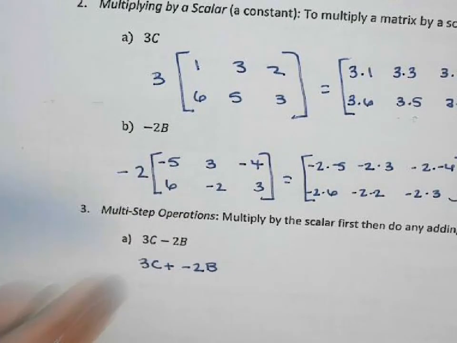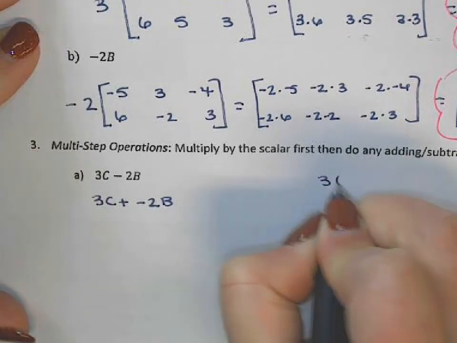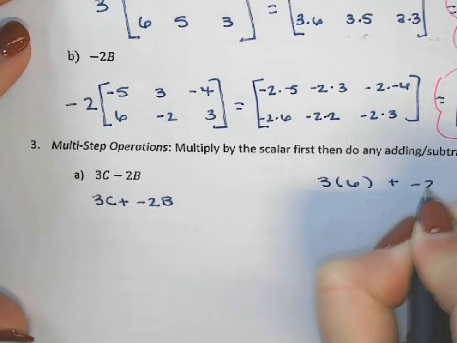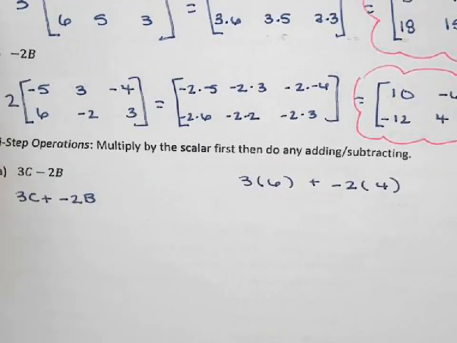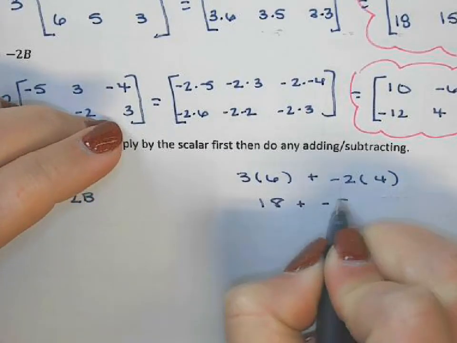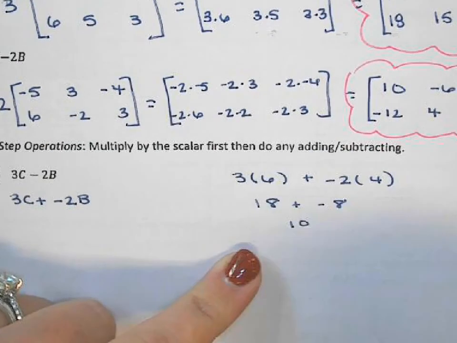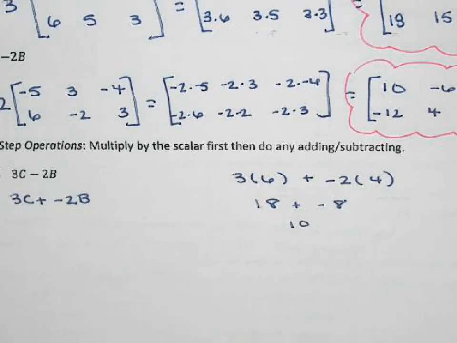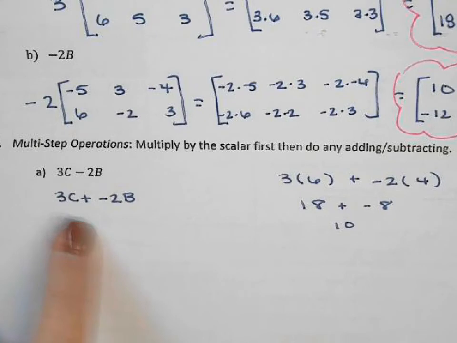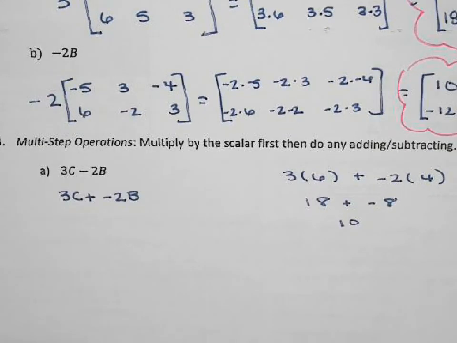Now, if I were to just say that, let's say C and B were just numbers, it's the same idea. Let's say I gave you something like this, 3 times 6 plus negative 2 times 4. PEMDAS tells you that you have to do the multiplication first, and you get 18 plus negative 8, and then do the adding or subtracting to get that your answer would be 10. Correct? Is that okay? So the same idea works with matrices. You have to do 3c and negative 2b first, and then you can add those answers together.